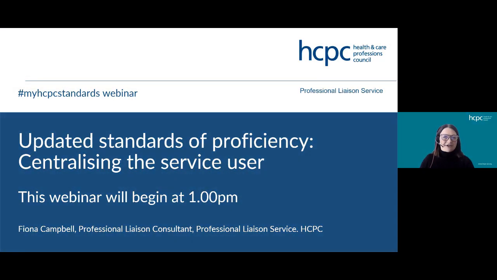So today I'll introduce some of the background information on the updates to the standards of proficiency, and we will then explore some of the specific updates which focus on the central role of the service user. So just to clarify, this event will be 45 minutes long today and we'll try to run to time.